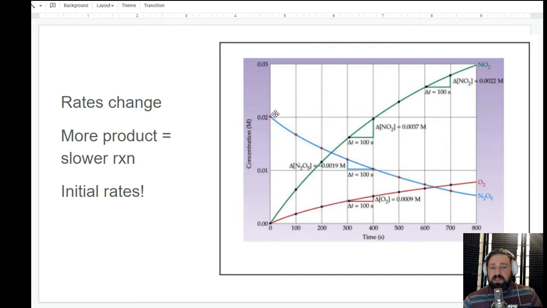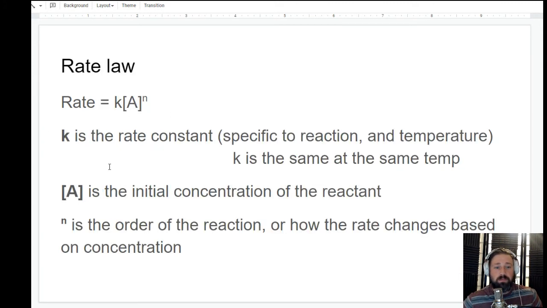Now there are going to be some concentrations where you change the concentration and it doesn't change the reaction rate at all. It doesn't change the speed. You can have a lot, you can have a little, and it doesn't change the speed at all. Others mess around with it a little bit, others mess around with it a lot. And we can see that based on something called the rate law. This is just a mathematical way of thinking about things.